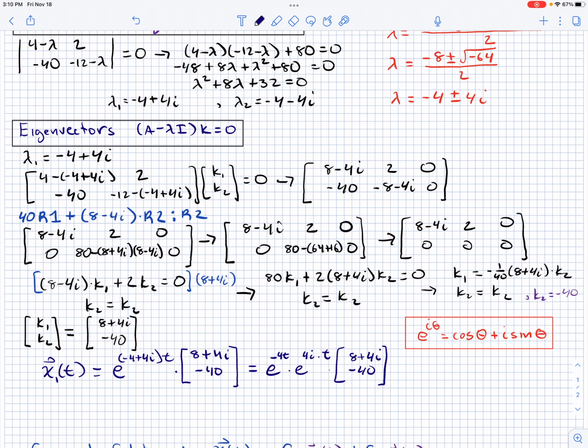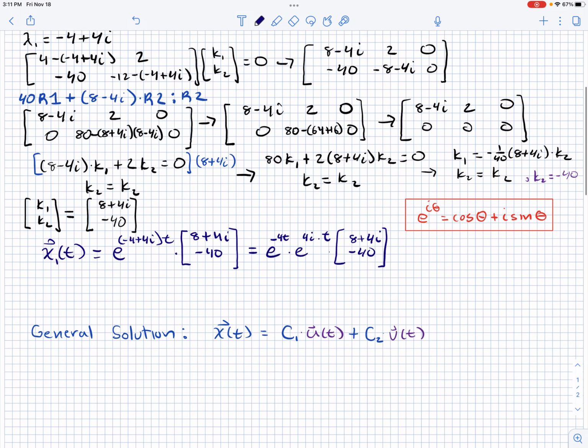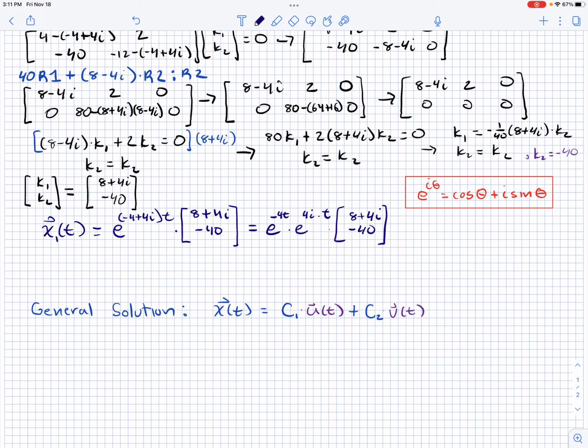Then if you notice, I have written kind of what e to the i theta can be written as in terms of cosine and sine. So we're going to do that. And when we do that, let me box this first so it's kind of out of my way.